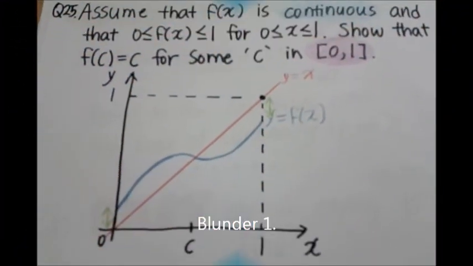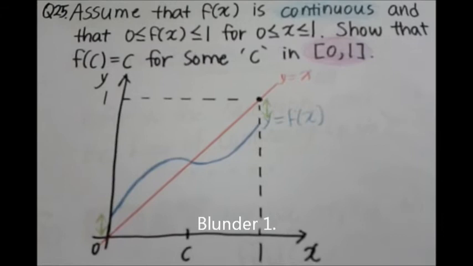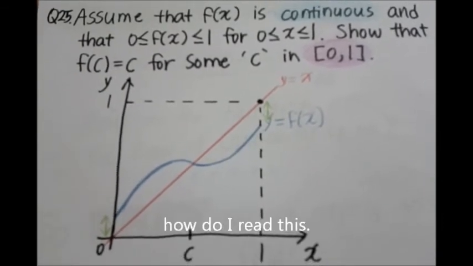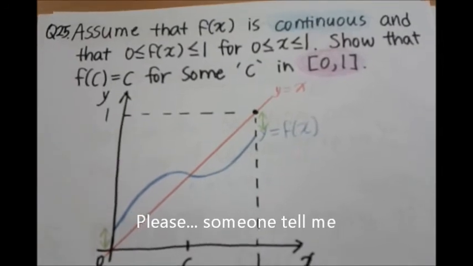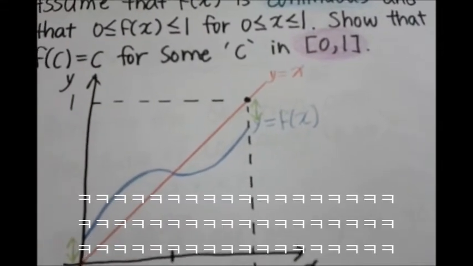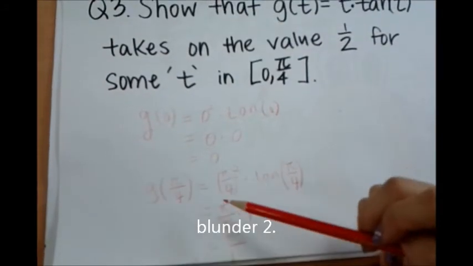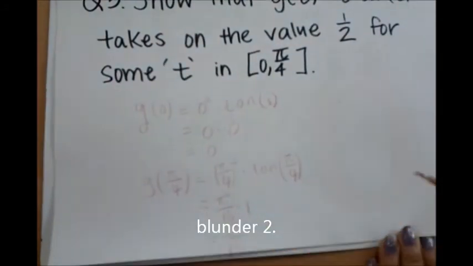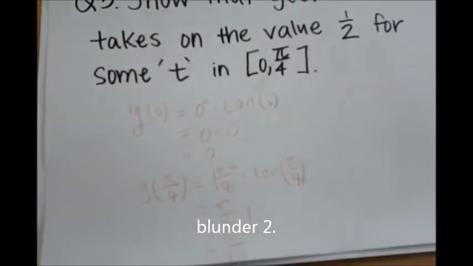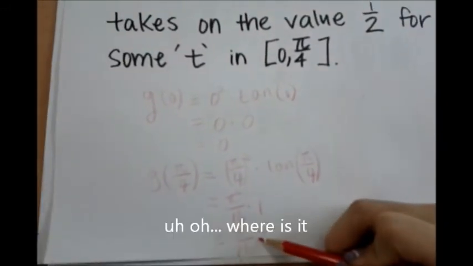It states that assume that f of x is continuous and that f of x is bigger than or equal to 0 and smaller than or equal to 1, for which yields 0, and g of pi over 4, which yields pi squared over 16. Pi squared over 16 can be approximated with your calculator.